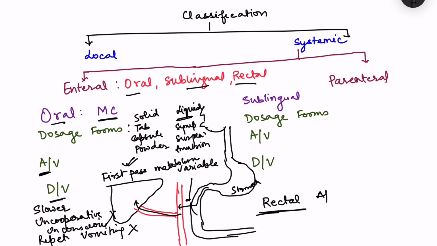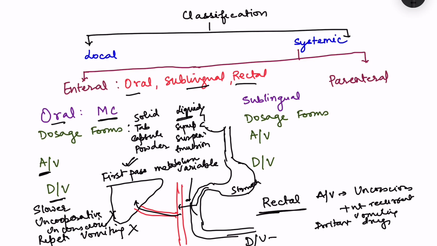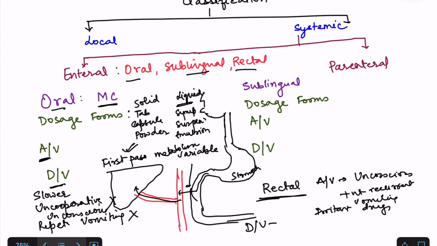However, it can be used for unconscious people. Then in case recurrent vomiting is present, and for certain irritant drugs as well, this route can be used. But disadvantages include that obviously it is embarrassing and inconvenient. Then, like the oral route, there is slow, variable, irregular, unpredictable absorption of the drug. Some amount of it also undergoes first pass metabolism, and certain irritant drugs can also lead to rectal inflammation.